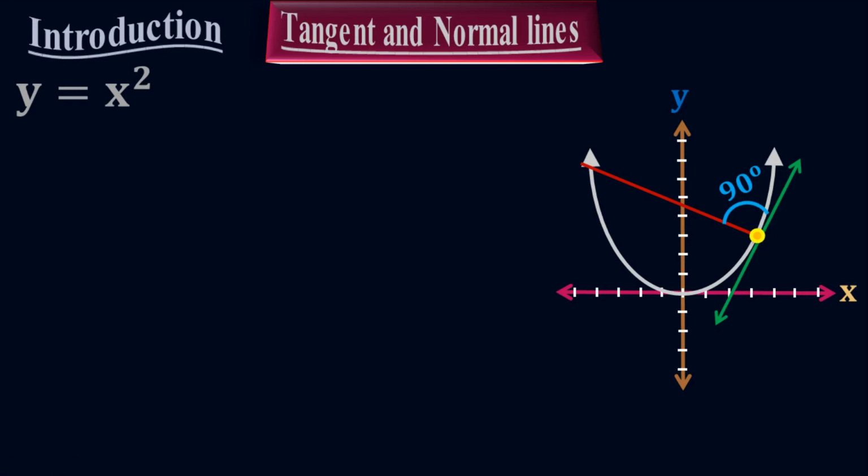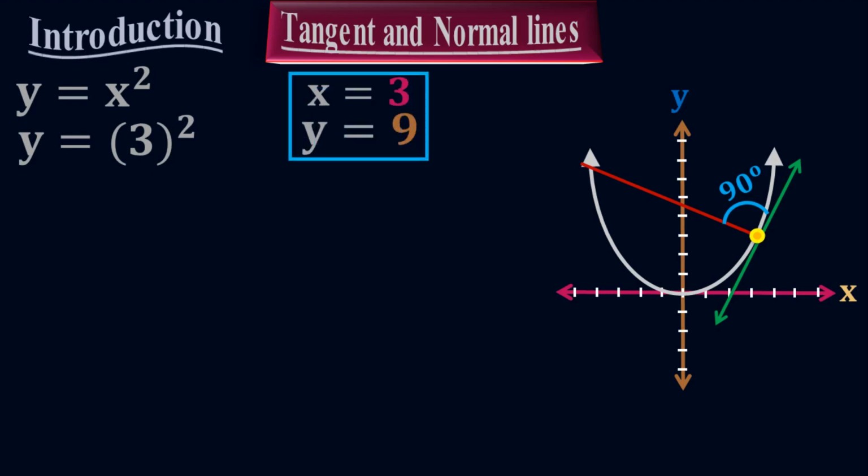Now suppose I randomly put x equals 3. If I plug in x equals 3 here, 3 squared is 9, therefore my y value will be 9. X equals 3 and y equals 9.